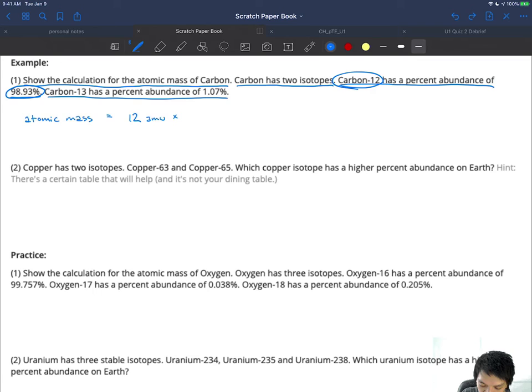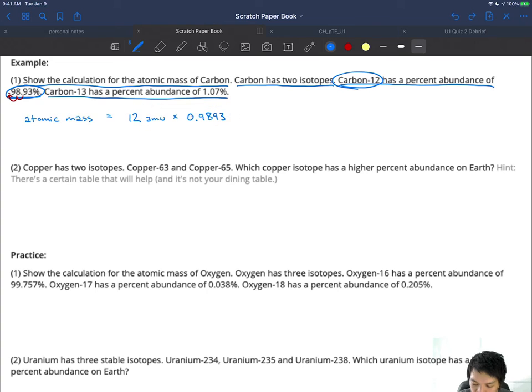So that would be 0.9893. I hope you see that. It's not exactly the percent abundance, it's the relative abundance. And the relative abundance you just take by taking the percent abundance and dividing it by 100. In other words, you can just move the decimal place two times to the left, like this. 1, 2, okay? 0.9893.